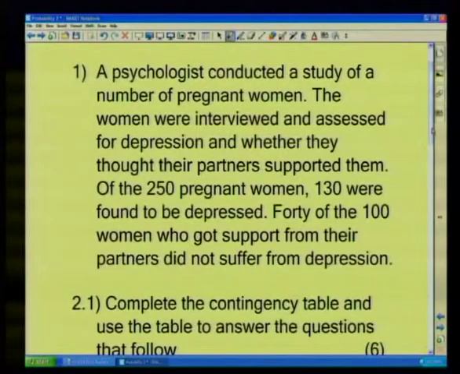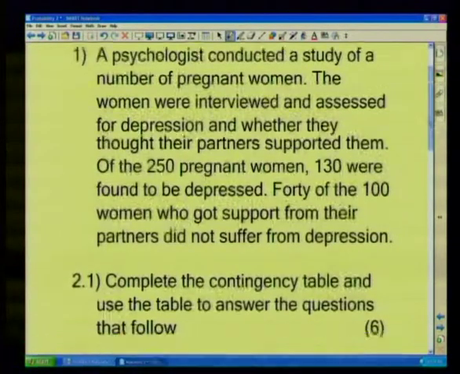Right, there's a lot of other exercise questions that could be done. This is an example of one of them. The psychologists conducted a study of a number of pregnant women. The women were interviewed and assessed for depression and whether they thought their partners supported them. Of the 250 pregnant women, 130 were found to be depressed. 40 of the 100 women who got support from their partners did not suffer from depression.